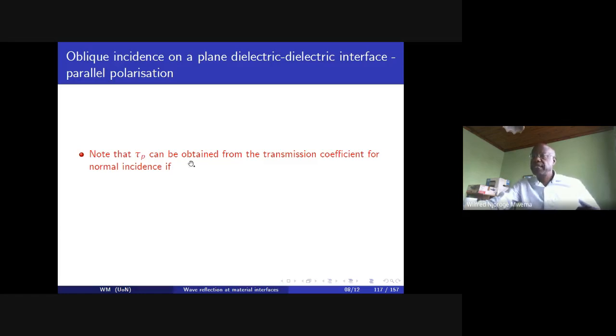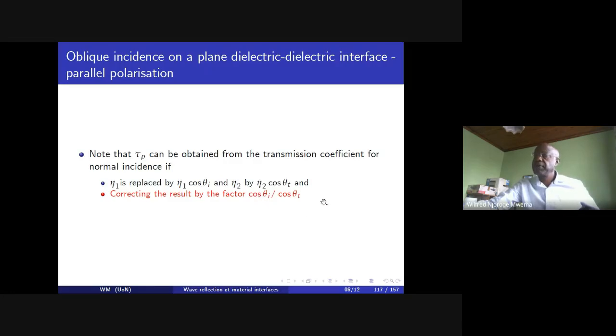So we note that the value tau p can be obtained from the transmission coefficient for normal incidence if eta 1 is replaced by eta 1 cos theta i and eta 2 by eta 2 cos theta t, and correcting the result by a factor cos theta i divided by cos theta t.